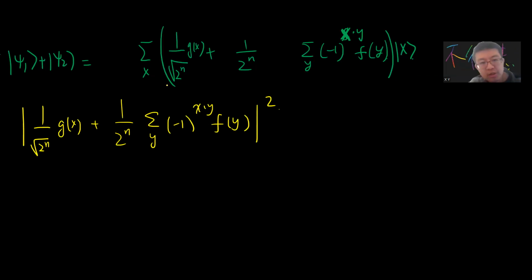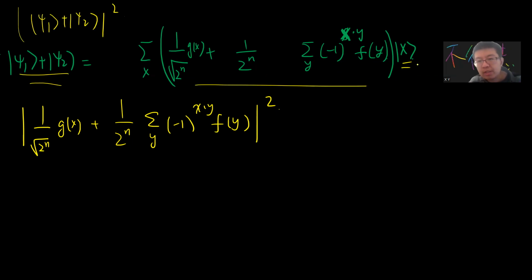Right? And I need to calculate amplitudes, right? So the norm of this guy is the same as the sum over each x of the amplitude of each x, right? So I need to sum over x. Okay, so this is what I need to compute.